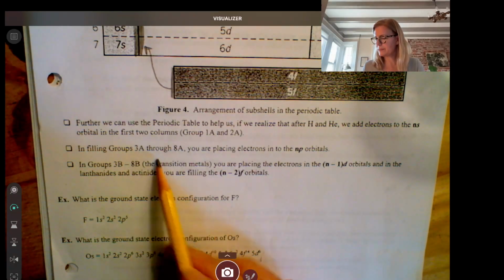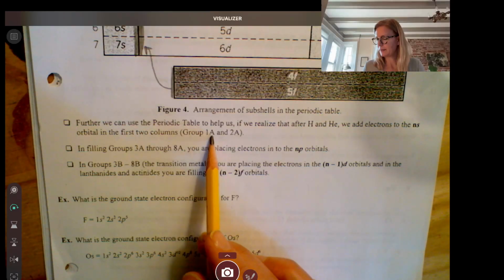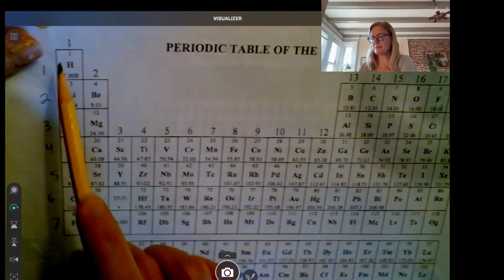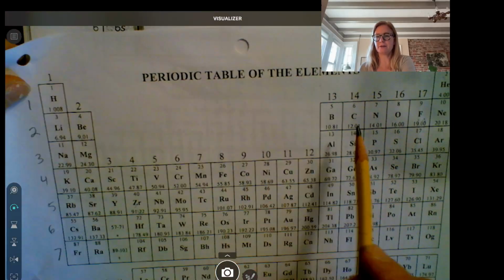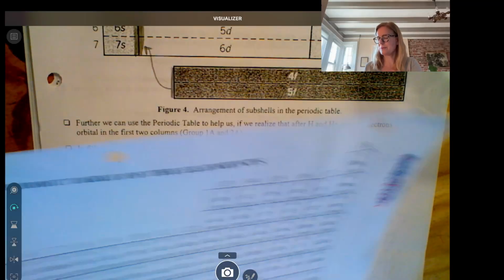I just want to fix one thing in this wording right here. Sometimes they number the groups on the periodic table A and B. Like sometimes they say this is 1A, 2A, 3A through 8A, and these are B's. We don't really do that anymore.